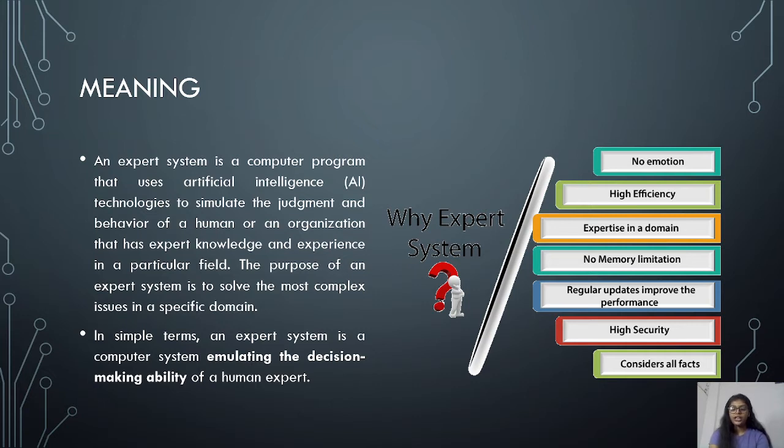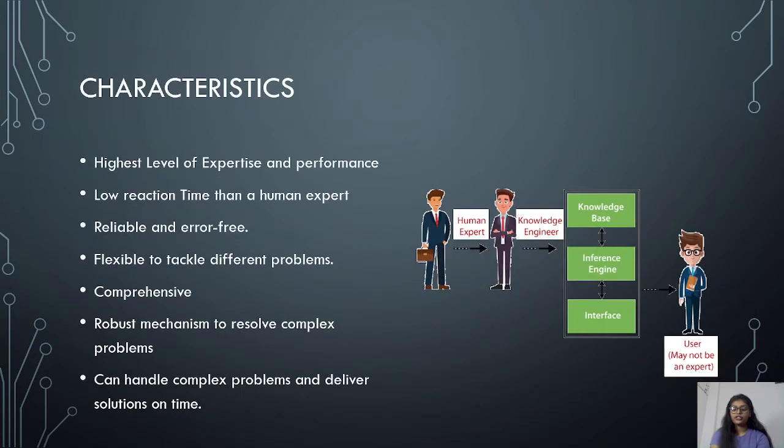Now, why we need an expert system is because it does not have emotions or a perishable memory like a human person. It is highly efficient and more secure, and it reduces the involvement of actual people, making it way more reliable. Which brings us to mention certain common characteristics of an expert system, like it provides the highest level of expertise in any particular field.